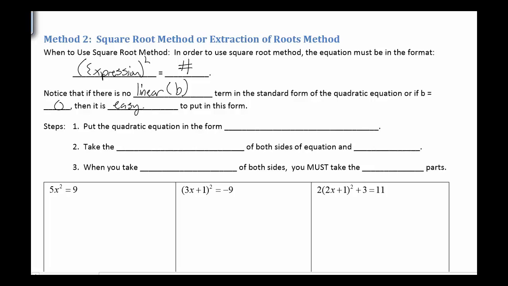So the steps for doing the square root method are: put the quadratic equation in the form where the expression is squared equals some number, some constant. Then we're going to take the square root of both sides and solve. And notice when you take the square root of both sides, we must do a plus or minus on the numerical part. So on the right side we'll end up with a plus or minus of some kind.